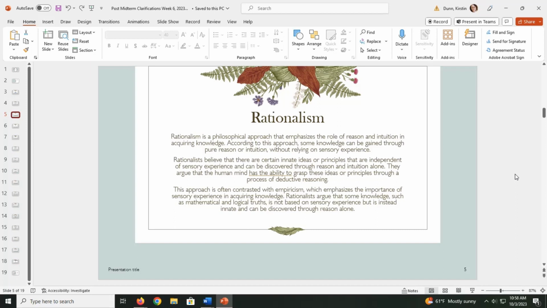They argue that the human mind has the ability to grasp these ideas and principles through a process of deductive reasoning. This approach is often contrasted with empiricism, which emphasizes the importance of sensory experience in acquiring knowledge. Rationalists argue that some knowledge, such as mathematical and logical truths, is not based on sensory experience, but is instead innate and can be discovered through reason alone.